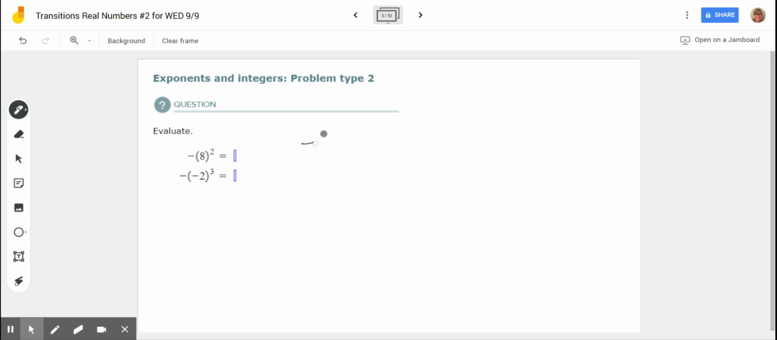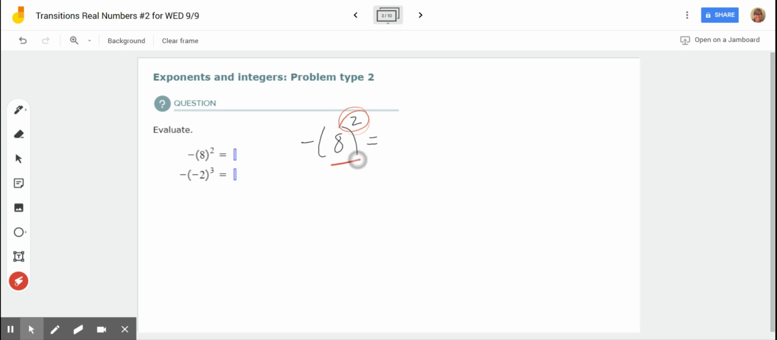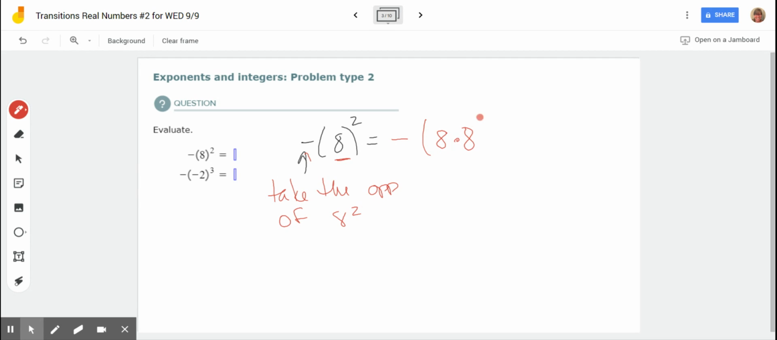So this says negative, oh man, tell you what, this is a common problem. Take a look. This 2 belongs to this 8. That little negative here means take the opposite of 8 squared, because 8 is the base of the 2. So the answer here is the negative of 8 times 8. That's how it really is thought about, negative 64.